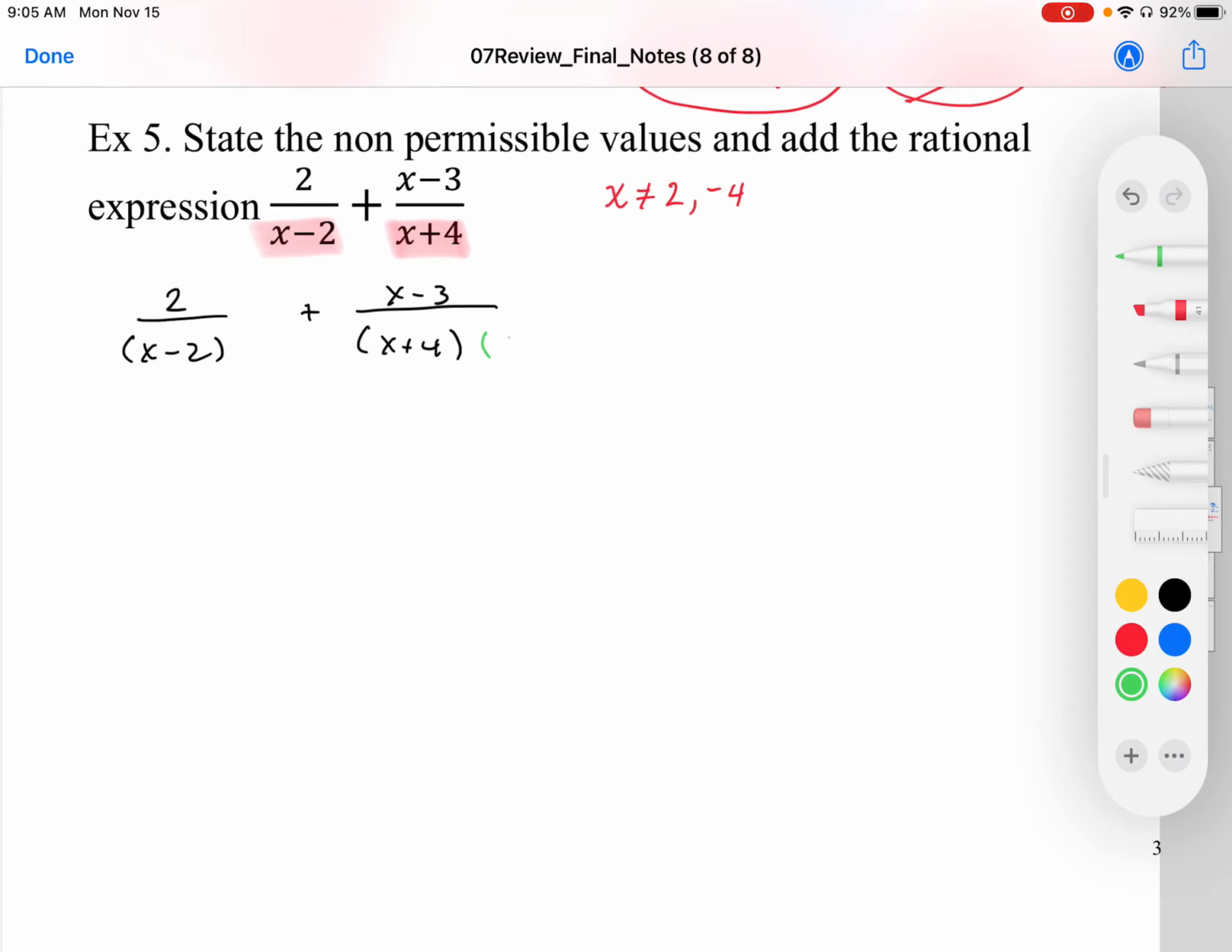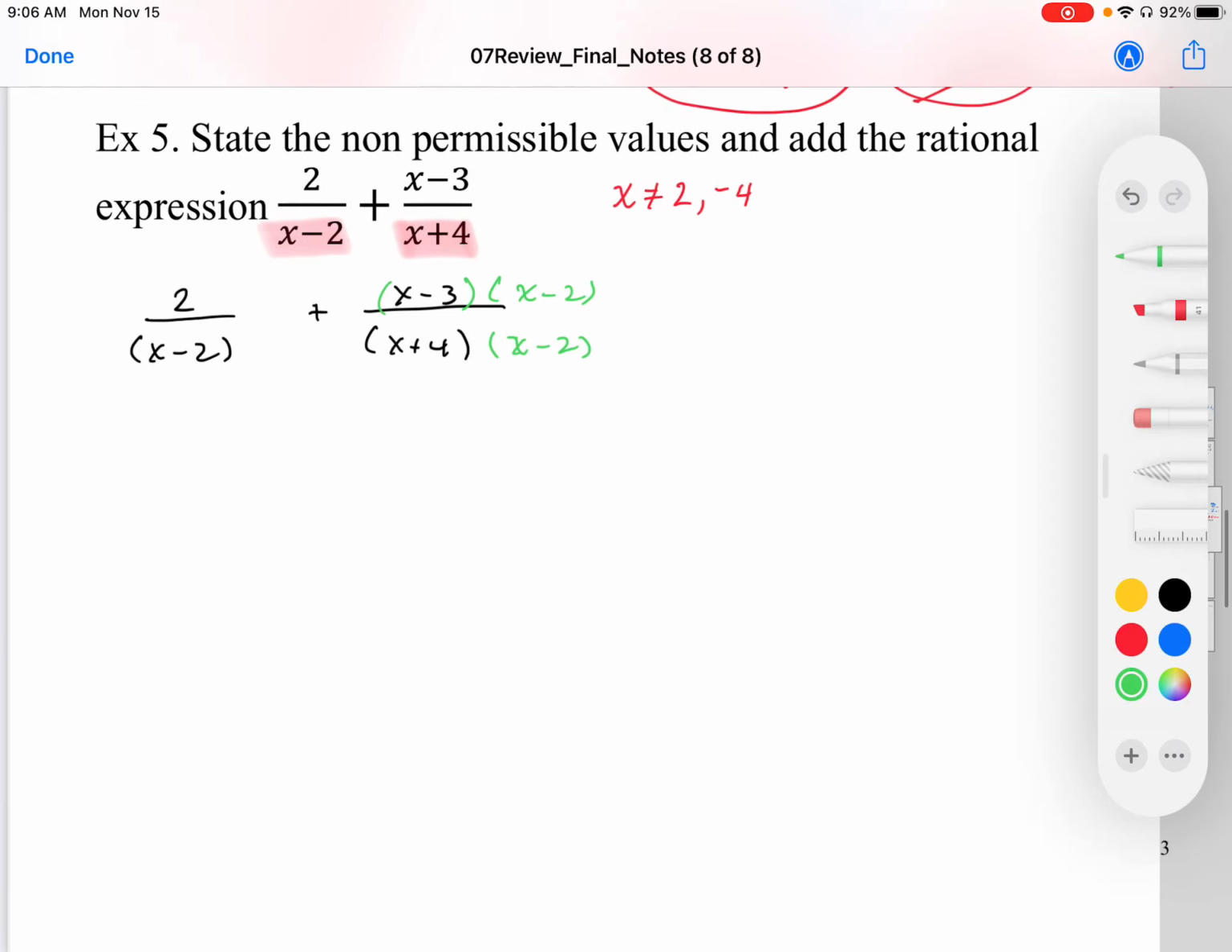So the right-hand fraction is missing an x minus 2 factor. So we need to get an x minus 2 down there. But if we're going to put one in the denominator, we need to balance the fraction and put x minus 2 on top as well. Same thing for the left fraction. It's missing an x plus 4. So we need an x plus 4 on top and bottom. And now we have a common denominator.